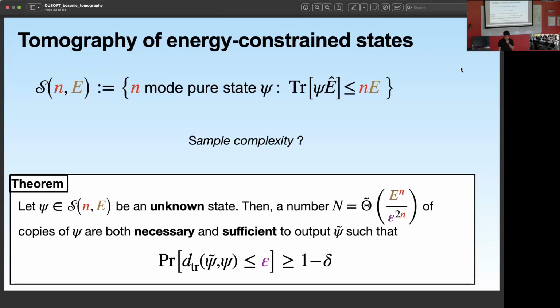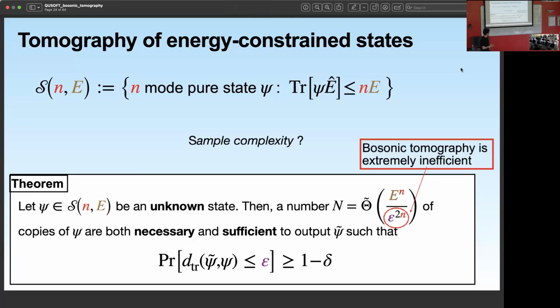And this result is informative because it tells us that bosonic tomography is not only inefficient, but we say also extremely inefficient because of this scaling with epsilon. This is different from the finite-dimensional setting, as I showed before. All the epsilon scalings are 1 over epsilon squared. Here we have 1 over epsilon to the power of 2n. And this is a phenomenon we call extremely inefficient. Bosonic tomography is extremely inefficient.